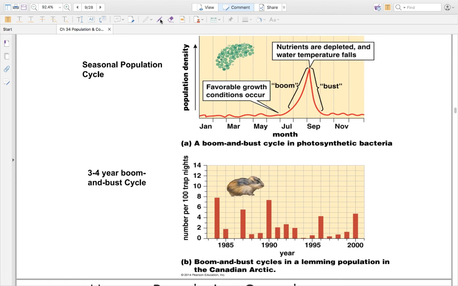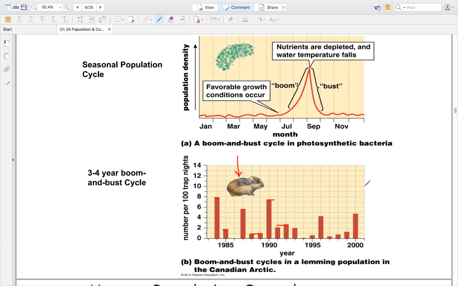Look at the next figure. In figure B, what we're looking at is the boom and bust cycle of the lemming population in the Canadian Arctic. These are lemmings. This research has been going on for quite a bit of time, and basically what they found is that over 3 or 4 years there's a boom and bust cycle. So you see this spike here, high population density, and then it crashes. Then high population density, and then it crashes. Then it increases and crashes. Typical boom and bust cycle.